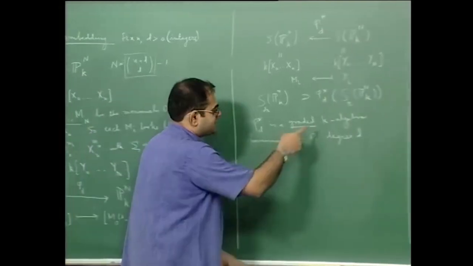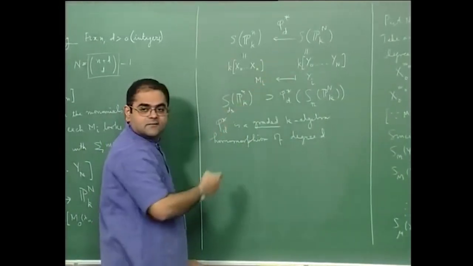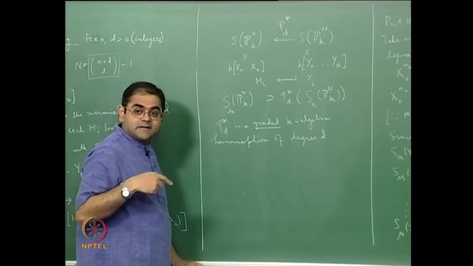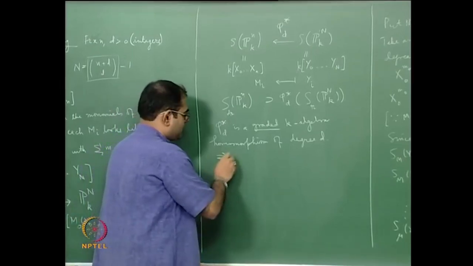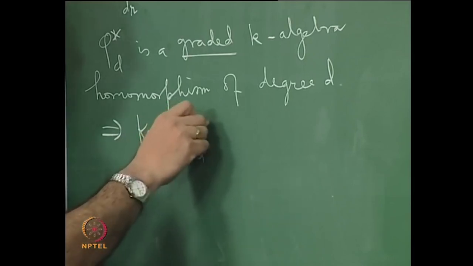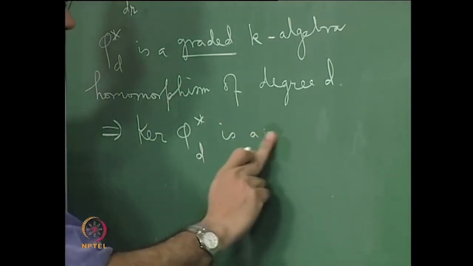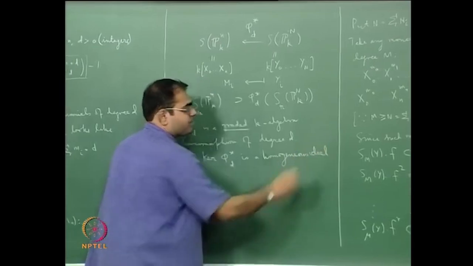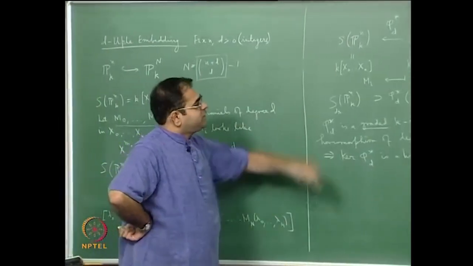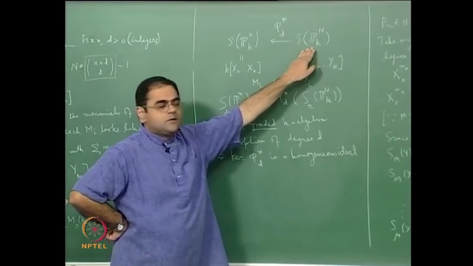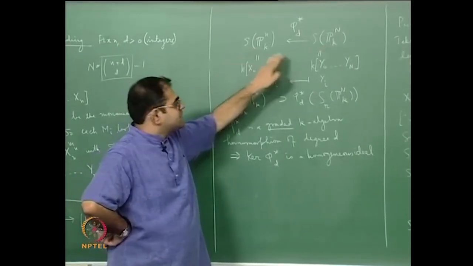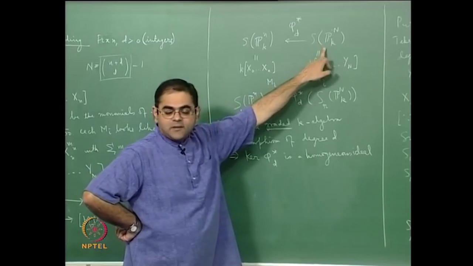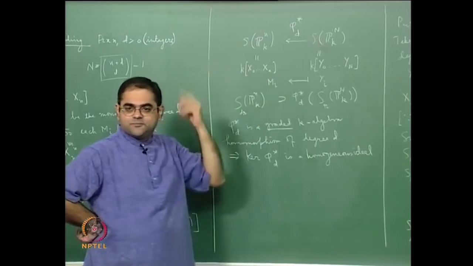So the fact that this is a graded homomorphism will tell you that its kernel, a kernel of a homomorphism is always an ideal, but the fact that it is graded will tell you that the kernel is a homogeneous ideal, okay. So this will imply that the kernel of phi d star is a graded ideal, a homogeneous ideal. I am just saying that if a polynomial here goes to 0, which is the same as saying that the polynomial belongs to the kernel, then every homogeneous part of that polynomial also individually has to go to 0.